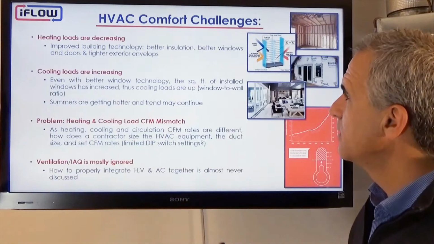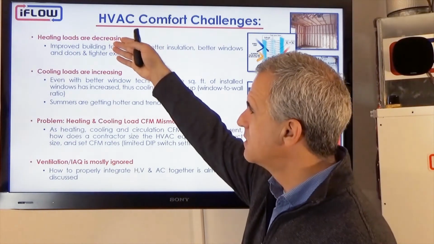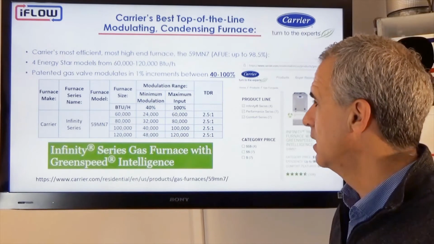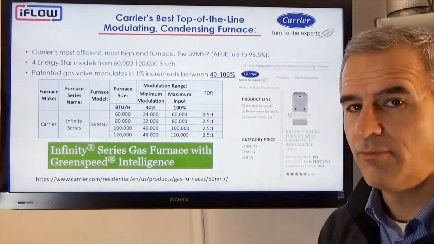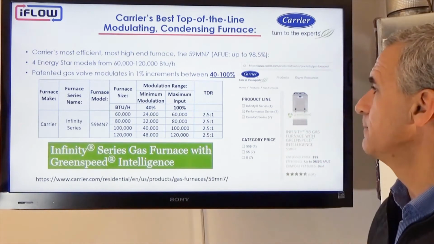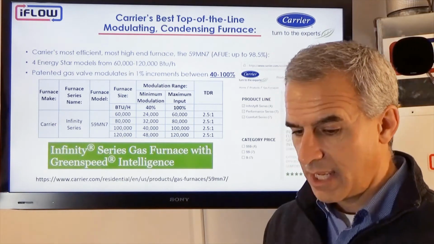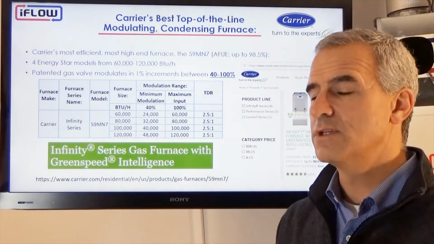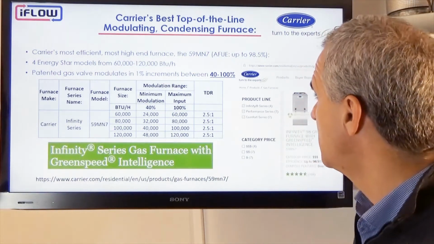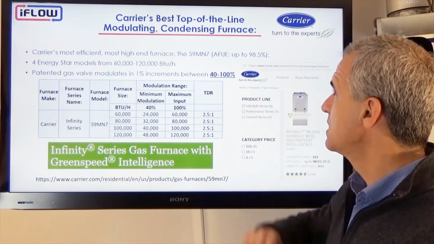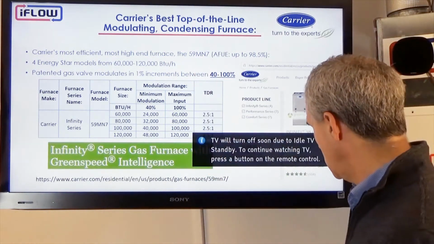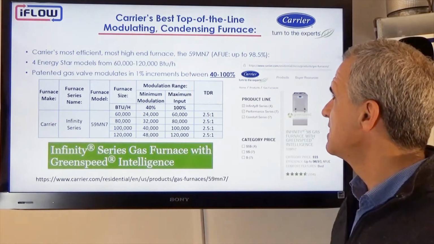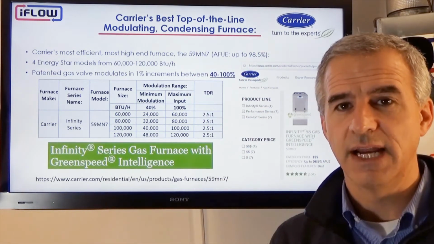But with that being said, we've got these heating loads that we're looking at, and we'll look at cycling as it relates to the heating loads. So if we look at this furnace, what I did is I went on to the AHRI or the Energy Star site, and I pulled down the top furnaces on the Energy Star site. This was a Carrier furnace, the 59MN7. It has an AFUE of 98.5.